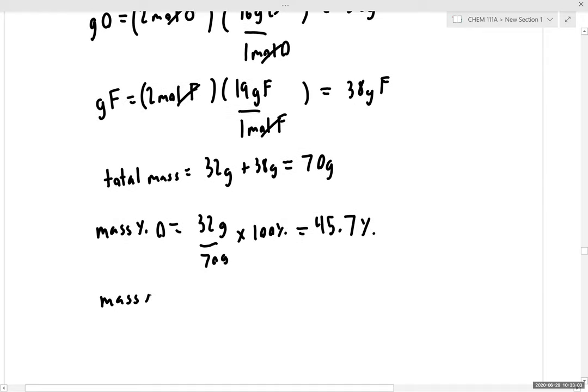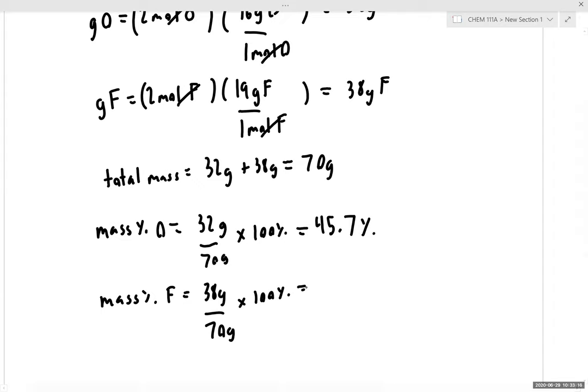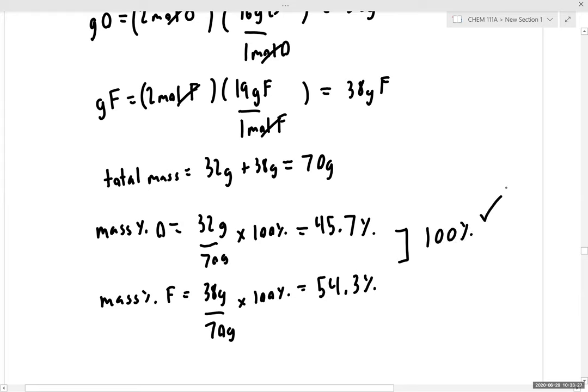Let's now calculate the mass percentage of fluorine, which is 38 grams over 70 grams times 100%, which in turn gives us a mass percentage of 54.3%. If we add our mass percentages together, we get a total mass percentage of 100%, which is exactly what we should see if we performed our calculations accurately. Any questions on this example?